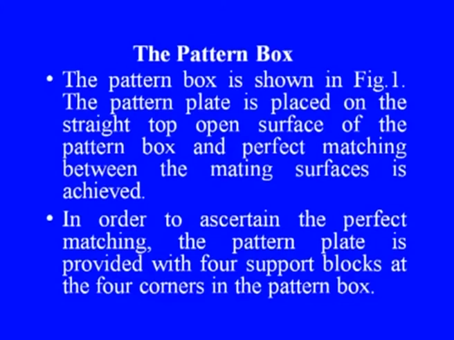The pattern box. The pattern box is as shown in figure 1. The pattern plate is placed on the straight top open surface of the pattern box, and perfect matching between the mating surfaces is achieved. In order to ascertain the perfect matching, the pattern plate is provided with 4 support blocks at the 4 corners in the pattern box. The additional support at the center has been provided to prevent warping of the pattern plate when subjected to vacuum pressure. The pattern box is fixed to the vibrating table. A pattern plate having small holes at equidistant places can be used.